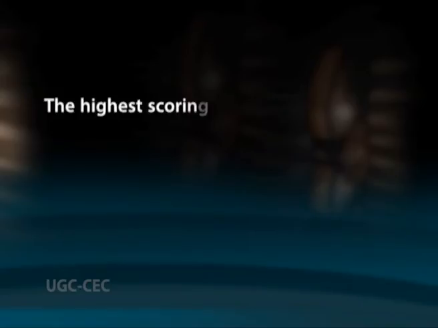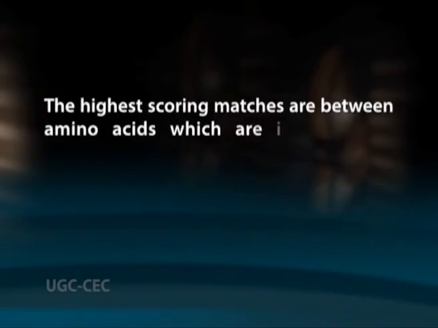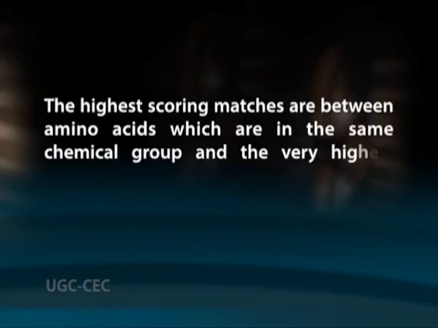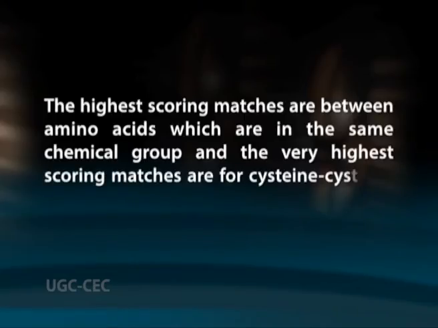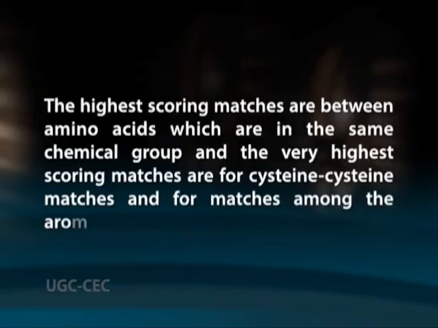The highest scoring matches are between amino acids which are in the same chemical group, and the very highest scoring matches are for cysteine-cysteine matches and for matches among the aromatic amino acids. The BLOSUM 62 matrix gives a more positive score to mismatches with the rare amino acids, for example cysteine, a more positive score to mismatches with hydrophobic amino acids, but a more negative score to mismatches with hydrophilic amino acids.